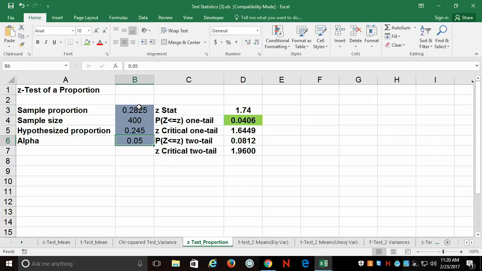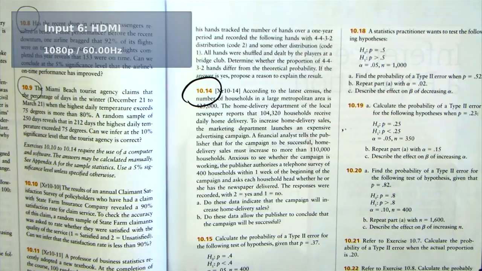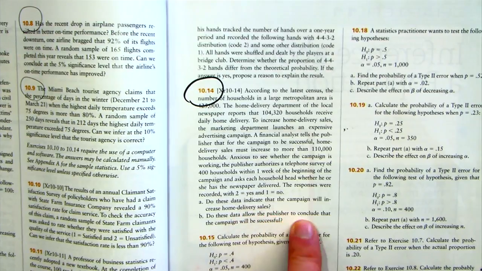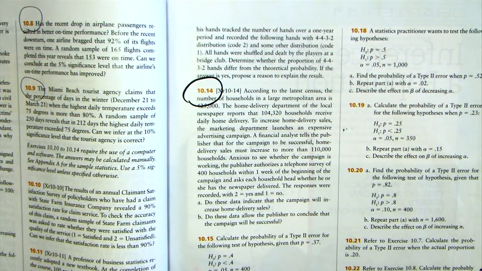According to the financial analyst, you have to increase it so that we get 110,000 households. She said, not just increasing it, but you got to increase it so that our market share of that 425,000 goes up over 110,000. So part B says, do these data allow the publisher to conclude that the campaign was financially successful? Because it costs me money to advertise. I can't just sell one more newspaper. I got to sell a lot more newspapers to make up for that ad campaign, right?